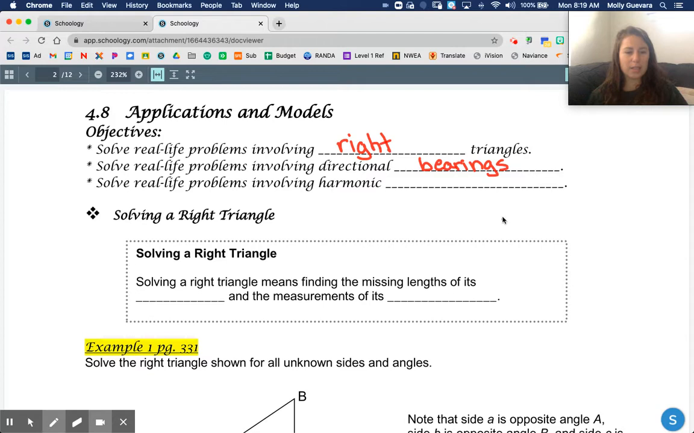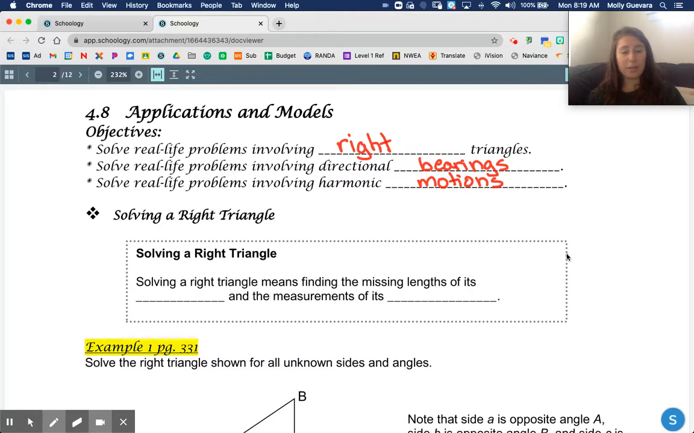And then we're going to look at solving real life problems involving harmonic motions. So harmonic motions are things like a pendulum swinging back and forth, anything that kind of repeats itself in that harmonic sine or cosine wave. So we're going to talk about right triangles first.